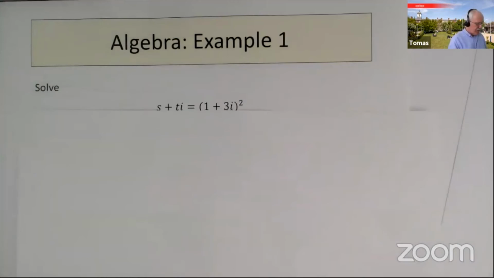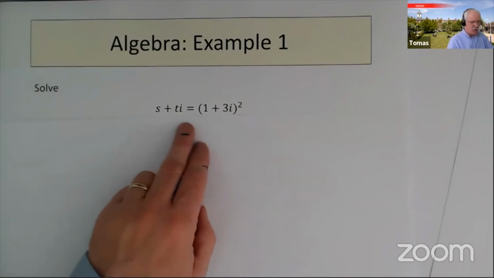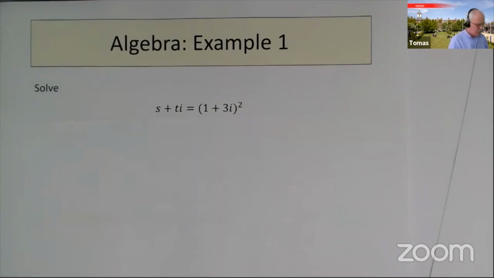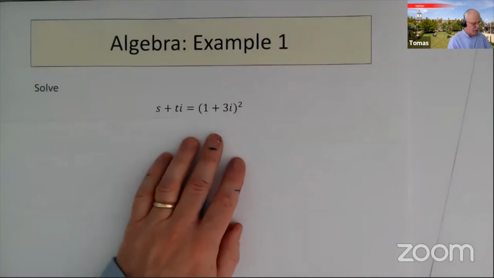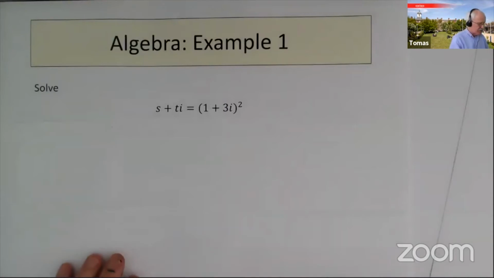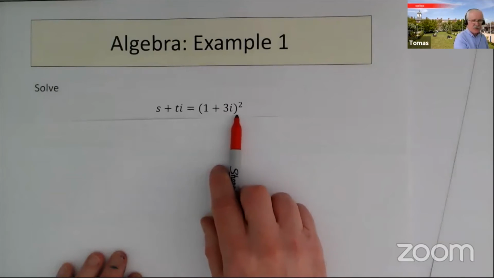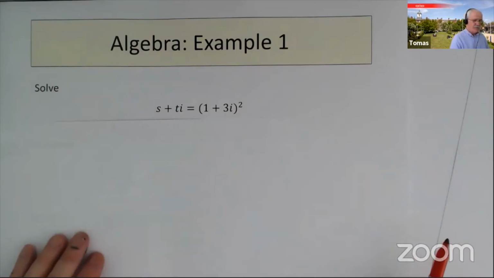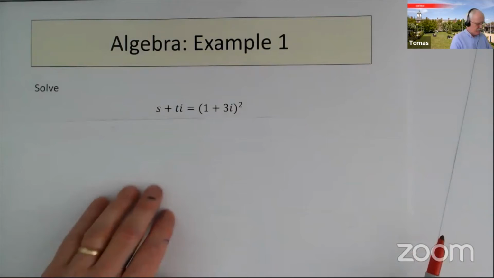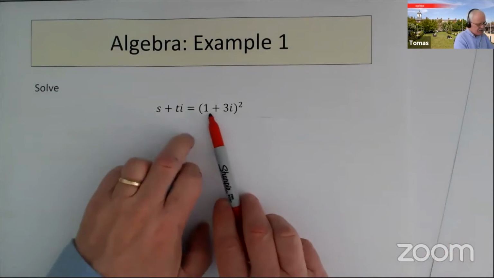So here's a question now in complex numbers that you might say, we didn't do anything like this. But what they're doing is they're using the algebra part of your course and seeing how you do it. They say, solve this. s plus ti is (1 plus 3i) squared. You say, okay, never seen anything like this before, but it's possible and it's on the syllabus and they can ask. So let's see if we can go anywhere.